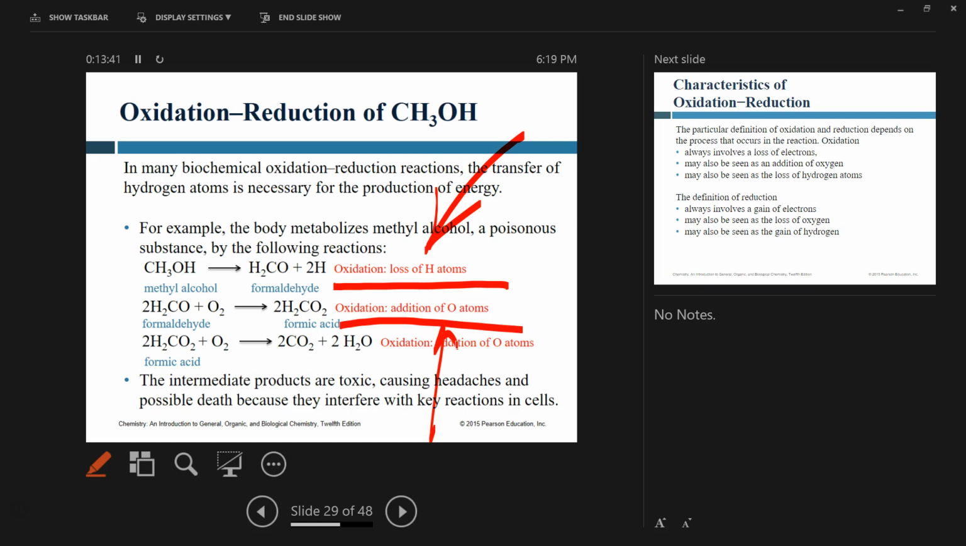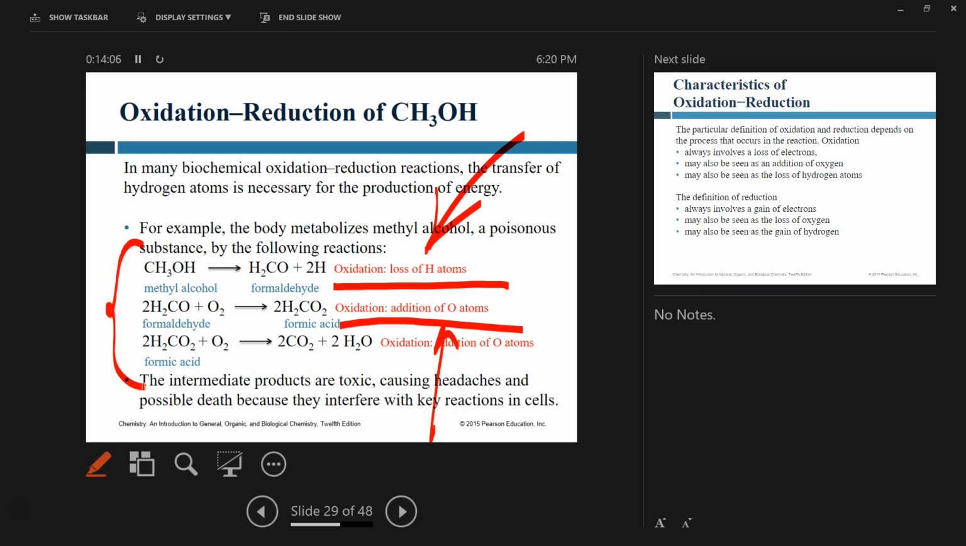Oxidation is when a molecule loses electrons. Reduction is when a molecule gains electrons. Does that make sense? Now, why do we take the methanol example? Methanol is a type of alcohol that is extremely toxic to humans.